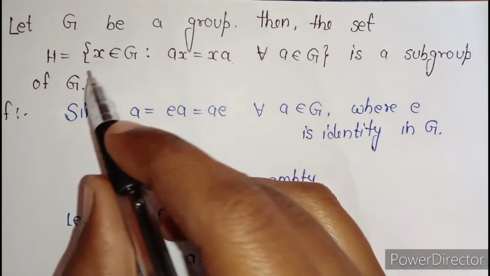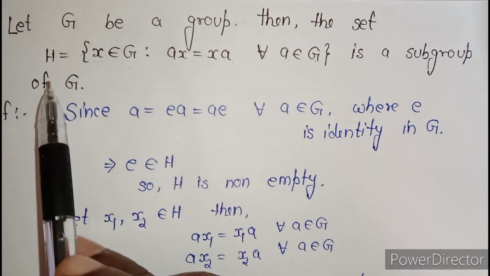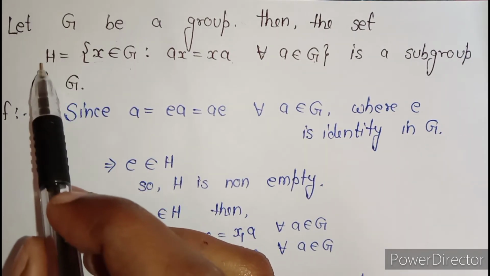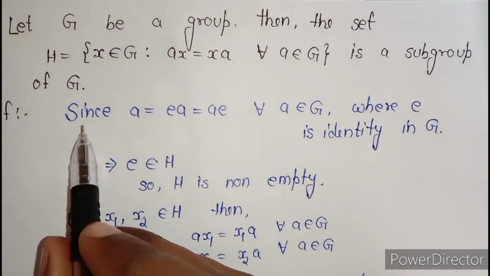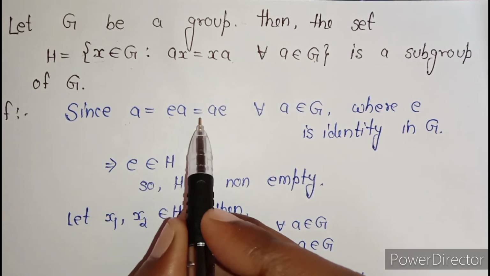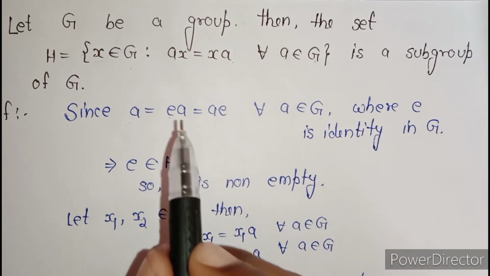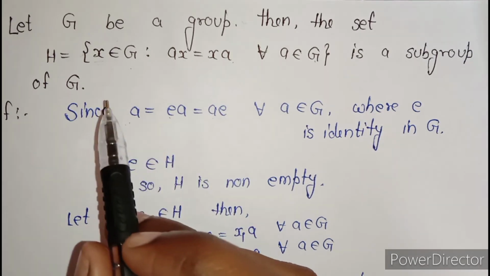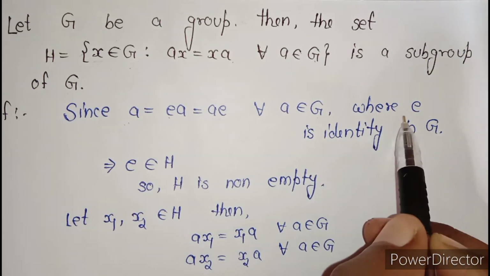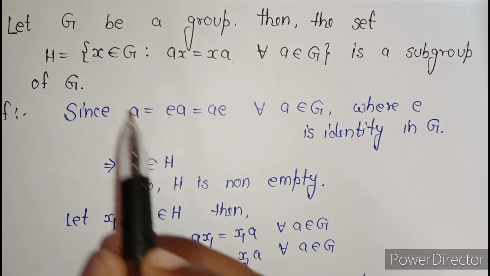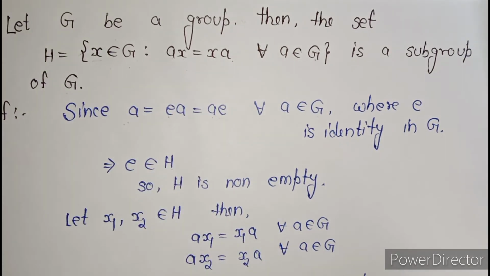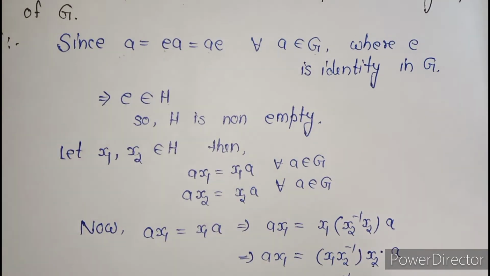So it is also a subgroup of G. Now we will see whether it forms a subgroup or not. Firstly, we have to see whether there is any element in this set. So firstly we take an element a. a can be written as e·a, and it can also be written as a·e, because identity is the element which commutes with every element of the group, and this is true for every element belonging to G. So we can say that e must belong to H, because H contains all those elements which commute with every element of the group G.